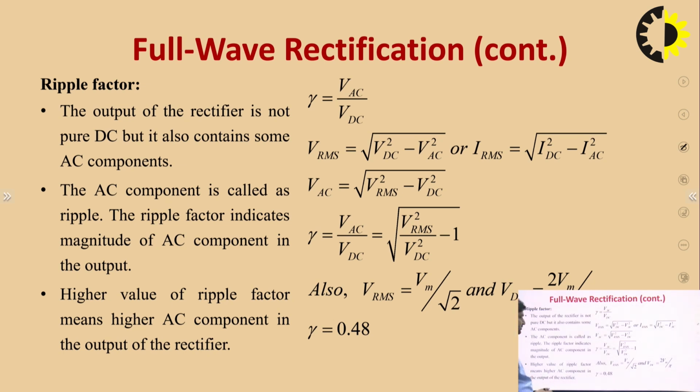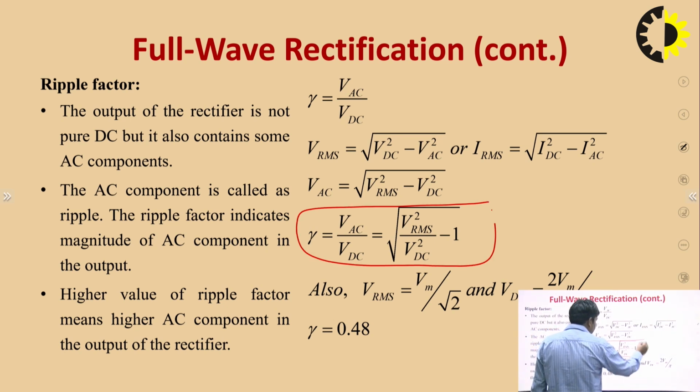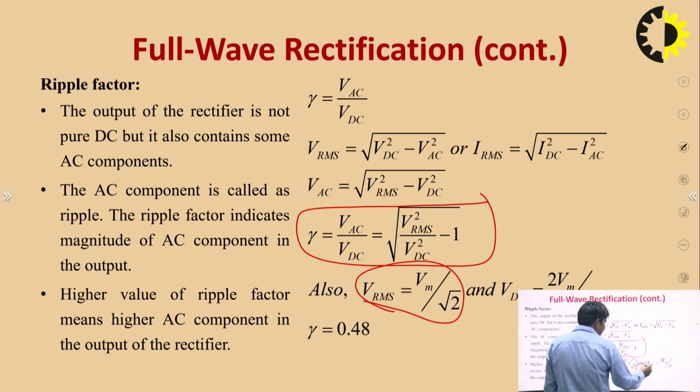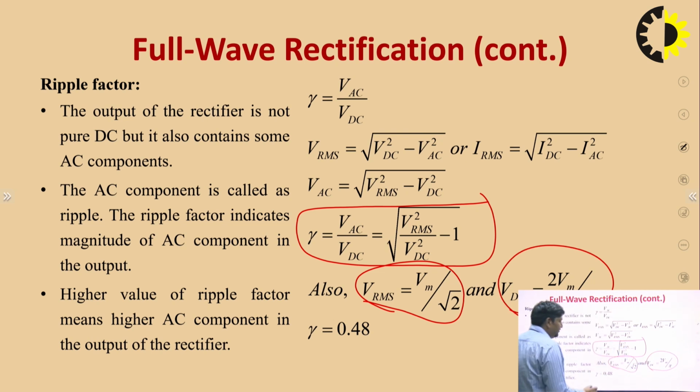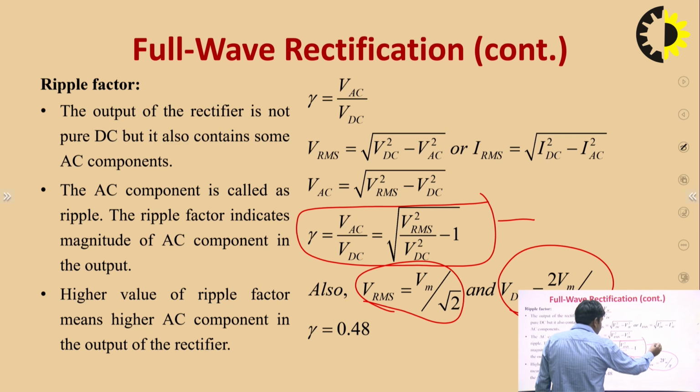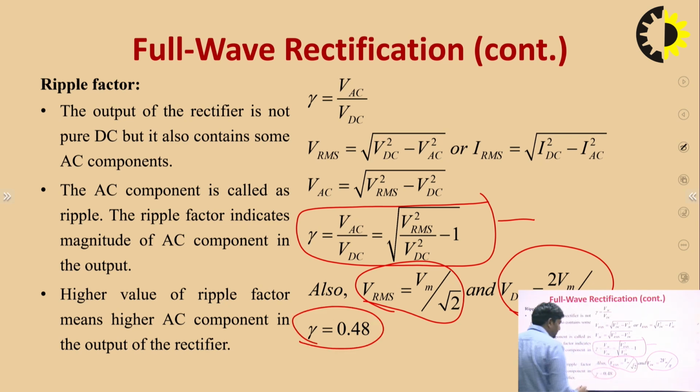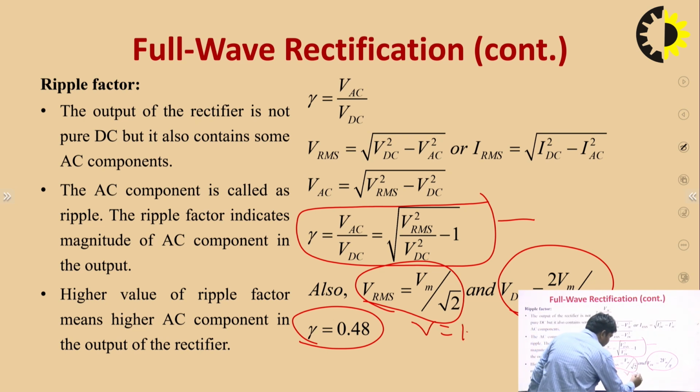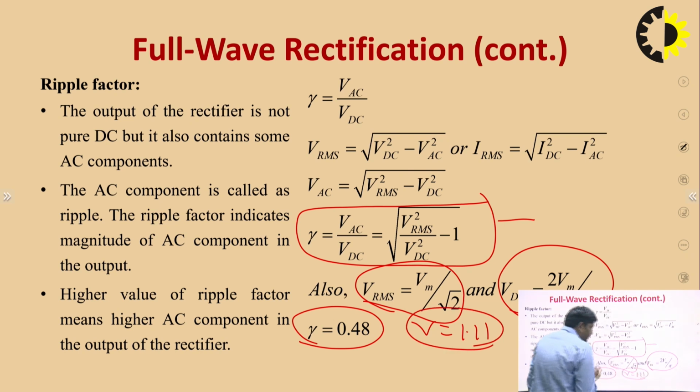And we calculate the ripple factor in the full wave rectifier circuit. So the ripple factor is square root of (VRMS upon VDC) whole square minus 1. If we apply the root mean square value Vm by root 2 and VDC as 2 Vm upon pi, and put these values in that equation, we calculate 0.48. So you see that in the full wave rectifier circuit, the ripple factor is 0.48. But in the case of the half wave rectifier circuit, gamma is 1.11. So if we compare, that means in the half wave rectifier circuit more ripples appear in the output waveform.